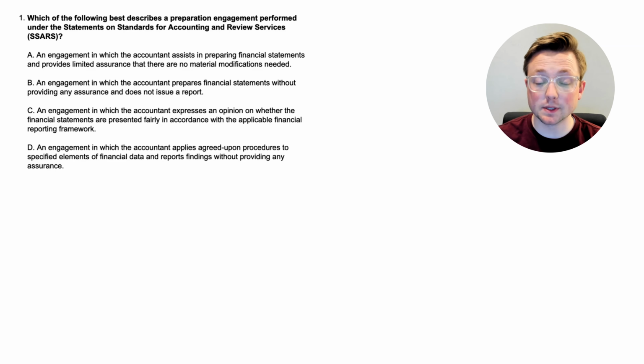Option A, an engagement in which the accountant assists in preparing financial statements and provides limited assurance that there are no material modifications needed. Option B, an engagement in which the accountant prepares financial statements without providing any assurance and does not issue a report. Option C, an engagement in which the accountant expresses an opinion on whether the financial statements are presented fairly in accordance with the applicable financial reporting framework. Or option D, an engagement in which the accountant applies agreed upon procedures to specified elements of financial data and reports findings without providing any assurance. So again, which one of these is a preparation engagement?